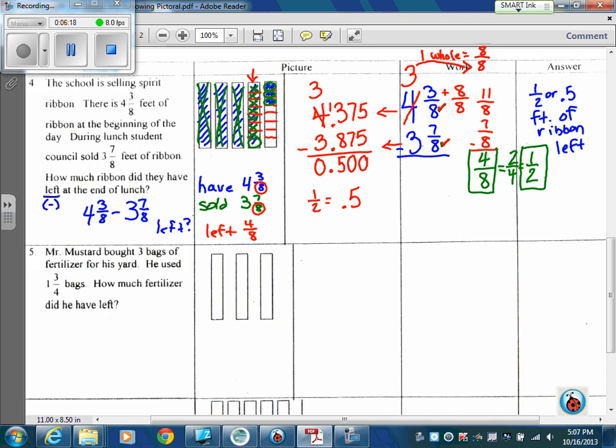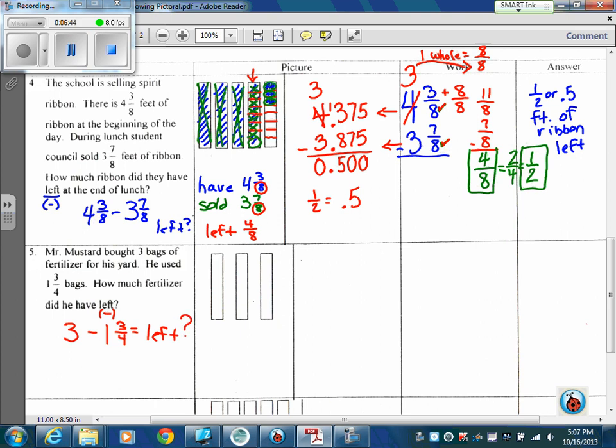Okay, so you can try the next one. If you want, pause the video, try it and see how you do, and then come back. Okay, so you should try this one on your own. We're looking at bought 3 bags of fertilizer, used 1 3/4. How much fertilizer left? Well, that again indicates that we are subtracting. They started with 3. They used 1 3/4. We're looking for how much is left.